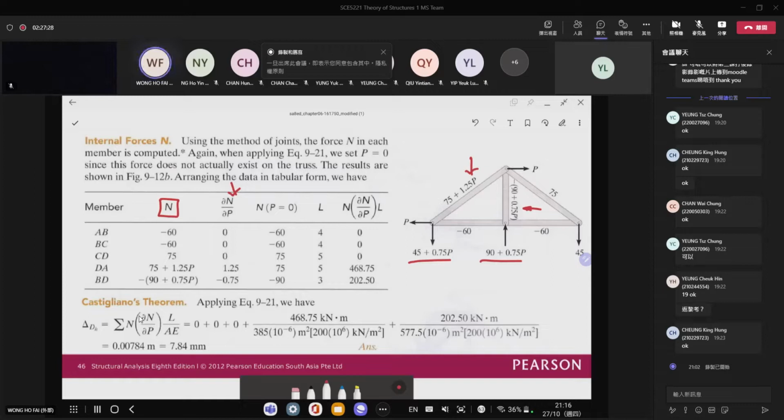And then you can see that the P originally is not there. There's no P. So you can put P equal to 0. And then when P is equal to 0, the first one is equal to negative 60, the second one also equal to negative 60, the third one equal to 75, the fourth one equal to 75, while the last one is equal to negative 90. So that's why you get this value.